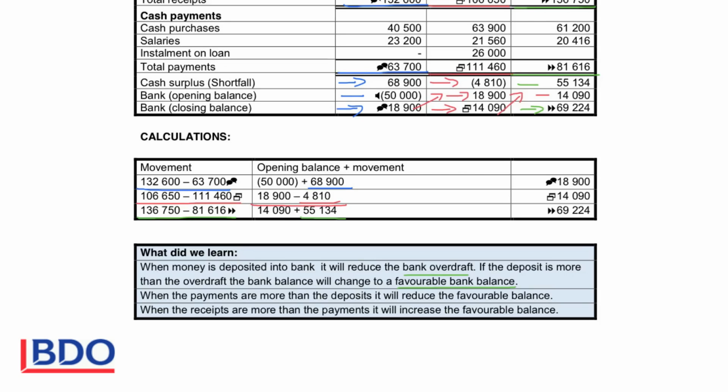When payments made are more than the deposit, it will reduce the favorable balance because now you are taking more money out of the bank than you put into the bank. When the receipts are more than the payments, it will increase the favorable balance because you put more money in the bank than you took out of the bank.